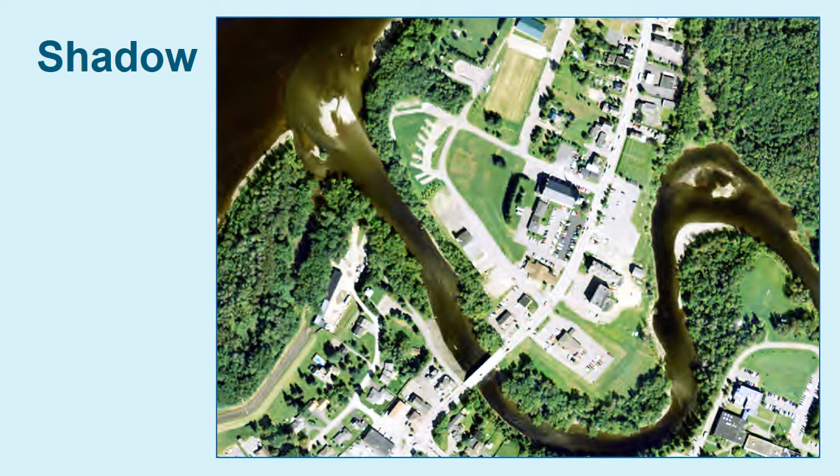Shadow can also be used to identify. We can use the silhouette, the shadow, to identify all kinds of features, including trees on the edge of a stand. Here you can see we're identifying the church by its steeple. If we had a 3D image, this would be much easier to see the steeple, but I can see the steeple's shadow, and clearly this is a church.